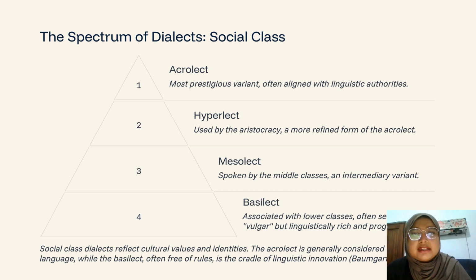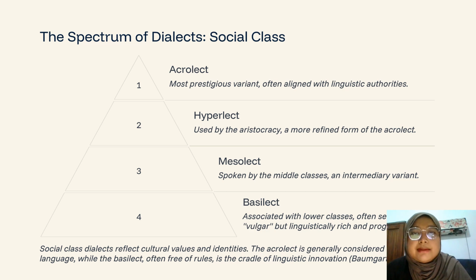So, the spectrum of dialects by social class. This slide presents the social class spectrum of dialects, ranging from the most prestigious to the least prestigious. Begin by explaining the acrolect. This is the most prestigious variant of a language, often aligned with linguistic authorities and considered the standard or correct form. Next, describe the hyperlect. This is a more refined form of the acrolect, typically used by the aristocracy or elite social groups.